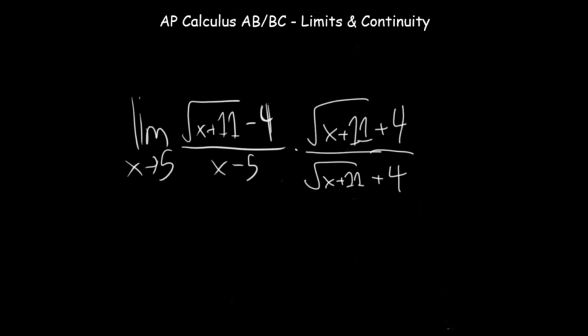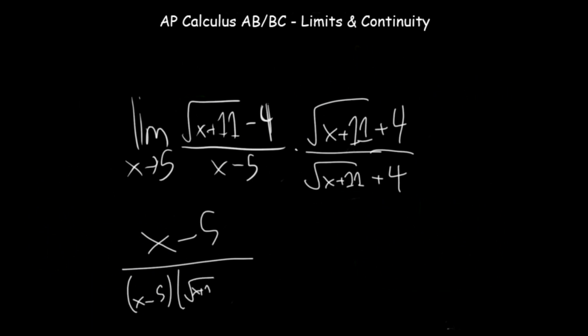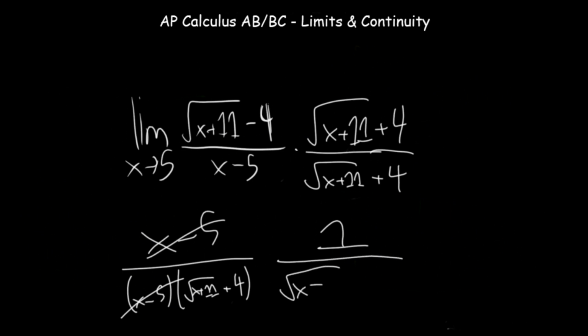X plus 11 plus 4. Do that on both sides. The square roots cancel out. This becomes -16. You have x plus 11 minus 16. That gets you x minus 5. You don't need to multiply these two out. You just have x minus 5 times square root of x plus 11 plus 4. These two cancel out, so you're just left with 1 over square root of x plus 11 plus 4.